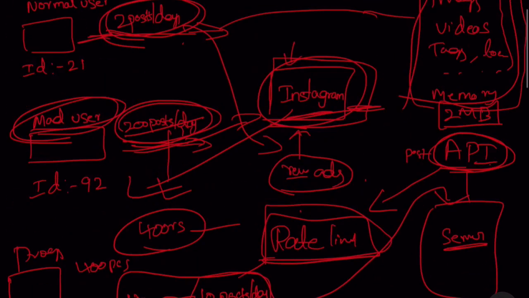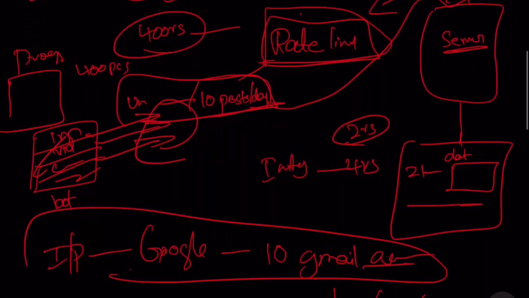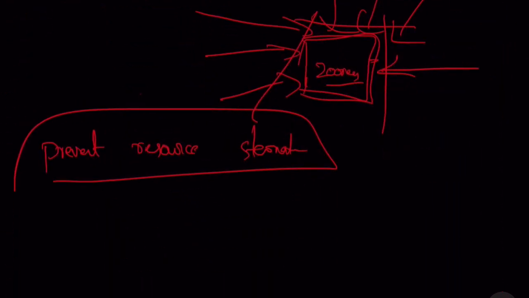This is all about the rate limiter. I hope you understood what exactly it is. You now have a basic idea of what a rate limiter is and why companies use it. Whenever you are using third-party APIs, putting a rate limiter is a very good option.